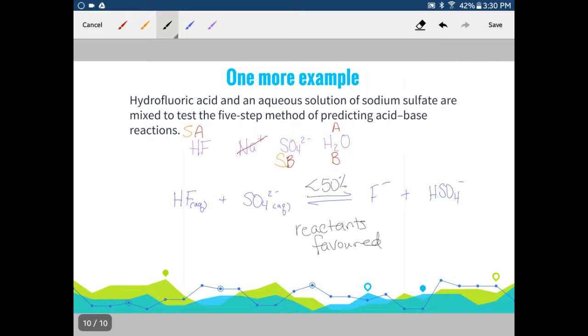So those are some examples on how to predict our Bronsted-Lowry acid-base proton transfer reactions, and there is a little bit of a worksheet to go through in order to practice some of these questions, followed by an answer key that you can get from your teacher.